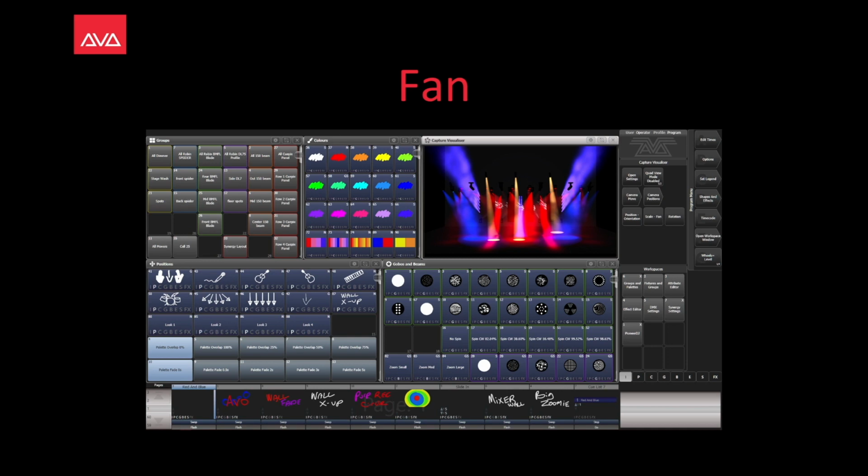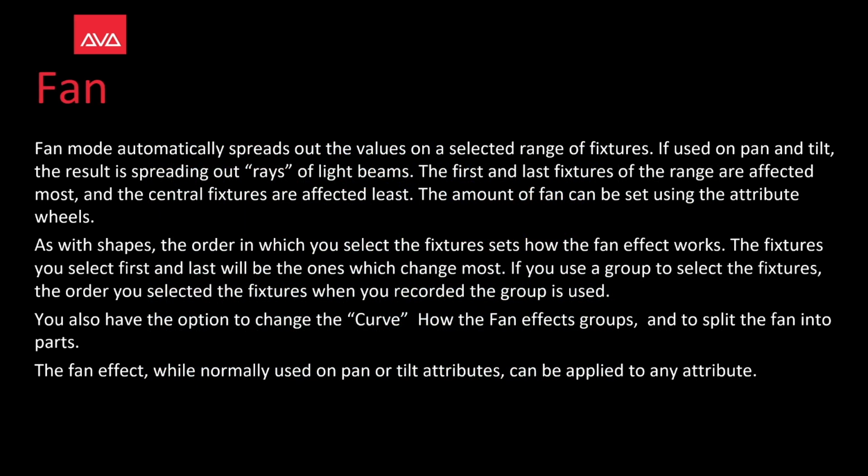In this video we're talking about fan. Fan mode automatically spreads out values on a selected range of fixtures. You can use it on pan and tilt, and get the resulting spreading out rays of light beams. The first and last fixture of the range are affected the most, and the central fixtures are affected the least. The amount of fan can be set using the attribute wheels.